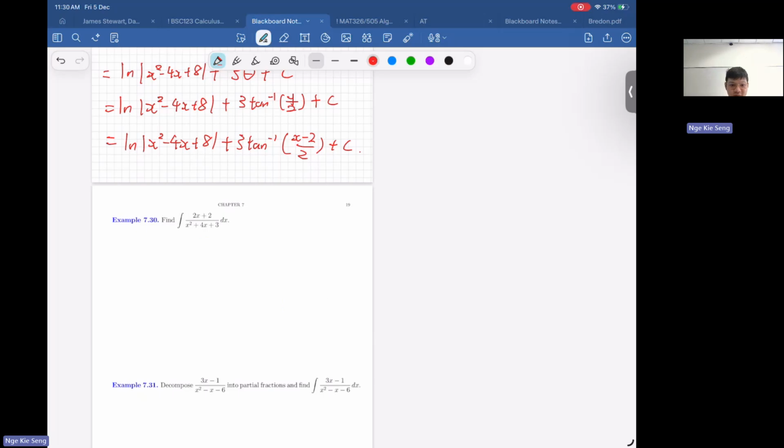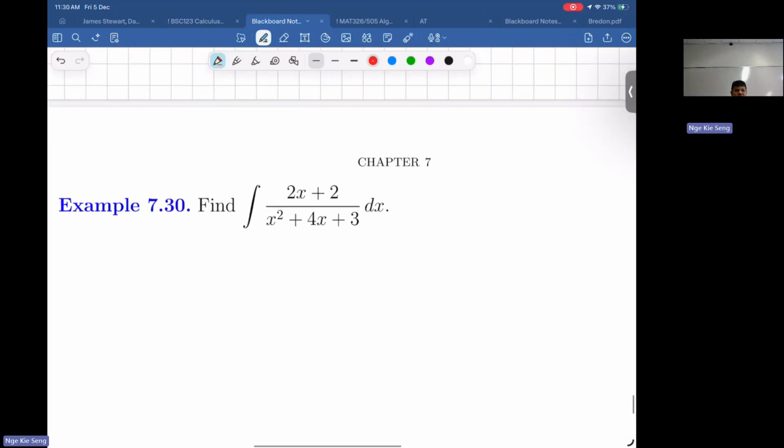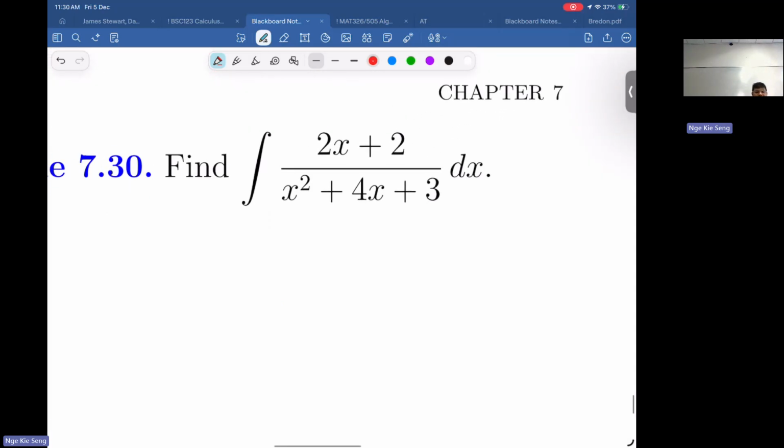Is this useful or not? Let me see. This one is kind of trivial actually. Maybe let's try and factorize this and then we will see what we should do. Can you quickly factorize this? I think this is quite obvious.